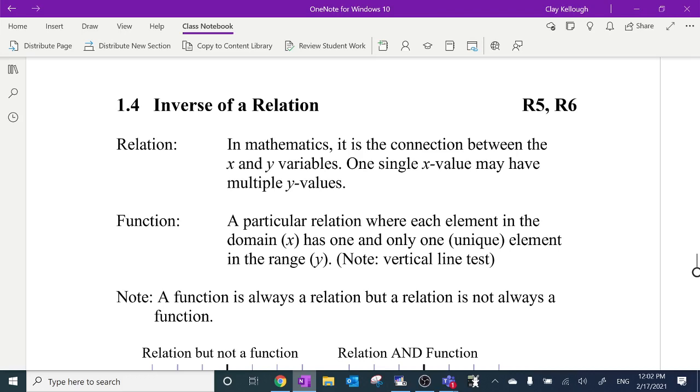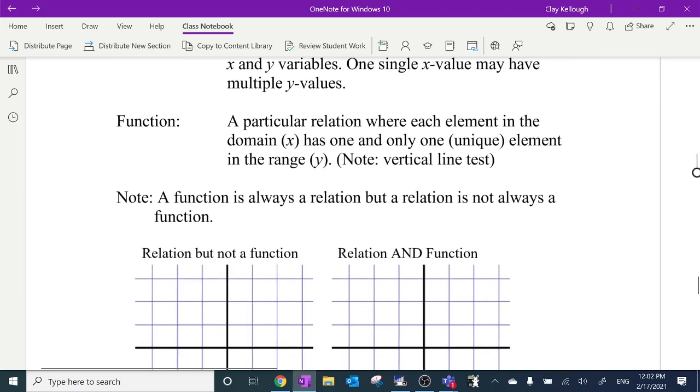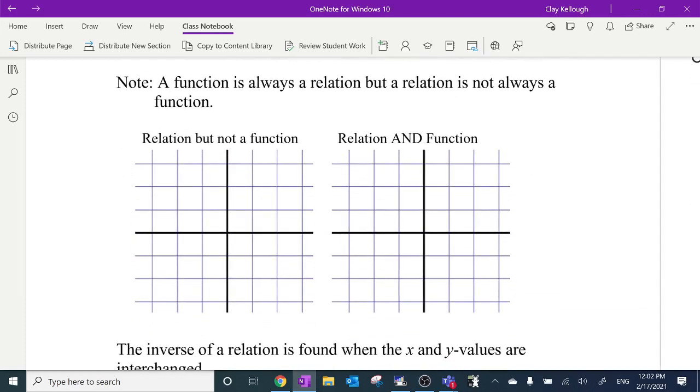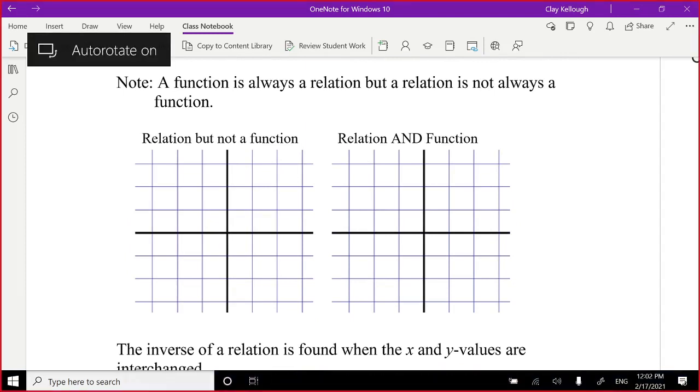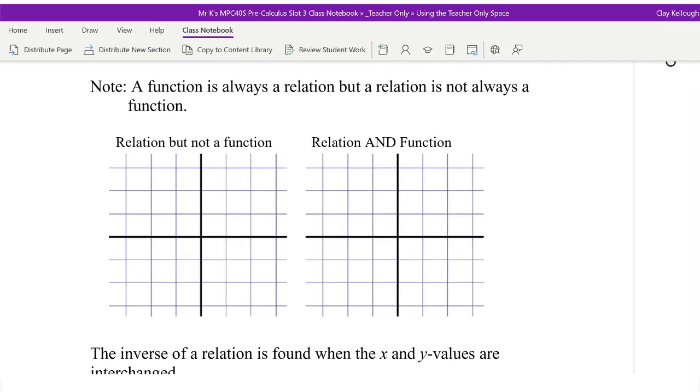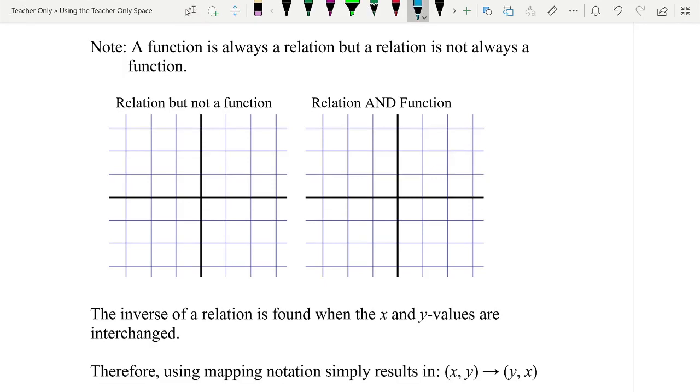If a vertical line draws through a graph and only possibly touches the graph at one spot, then that is a function. If a vertical line touches the graph in more than one spot, it's only a relation, it's not a function. Notice a function is always a relation, but a relation is not always a function. So let me draw a couple of examples. First, a relation that is not a function might be something like a sideways parabola, like say this guy here. That's a relation, but it's not a function, because notice it fails the vertical line test basically everywhere to the right of its vertex.